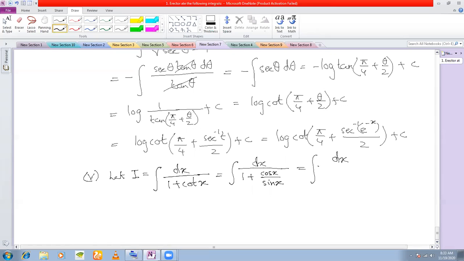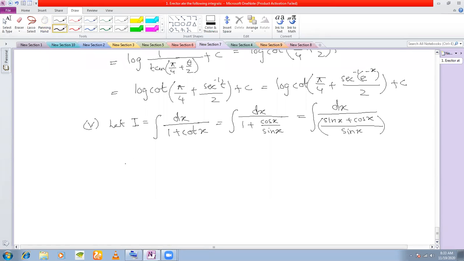Now you take the LCM in the denominator. You get sin x plus cos x by sin x. Next, you can write this as sin x divided by cos x plus sin x dx. Now the numerator, if you see, you have a sin x in the numerator, and in the denominator you have cos x plus sin x.